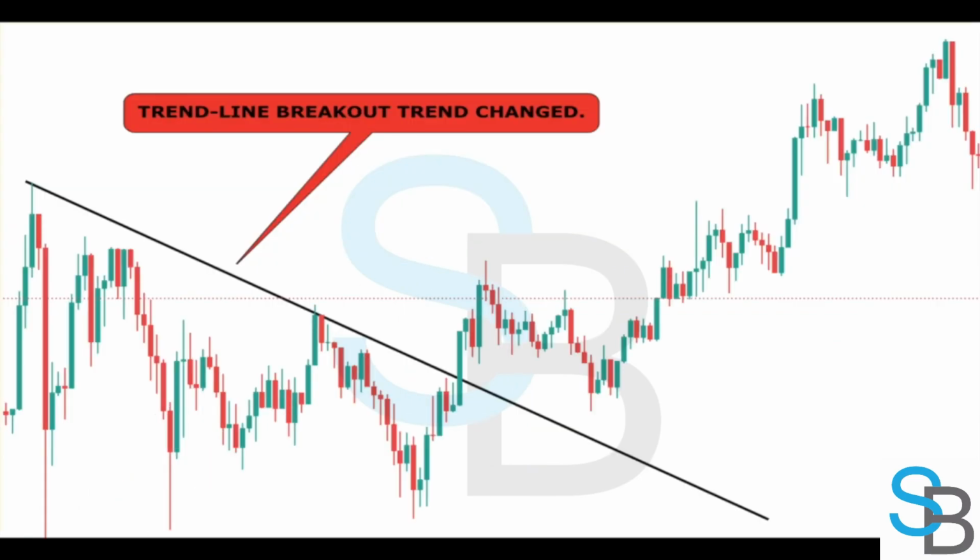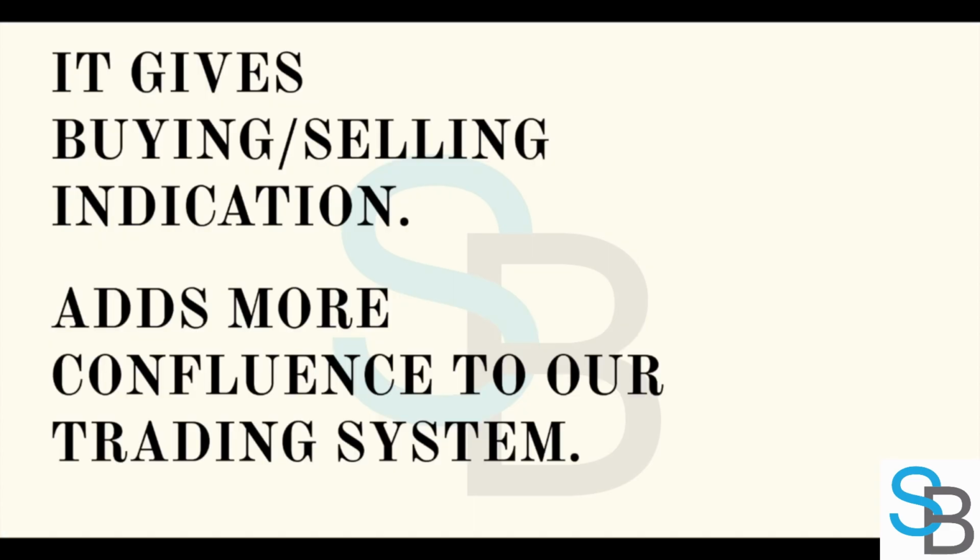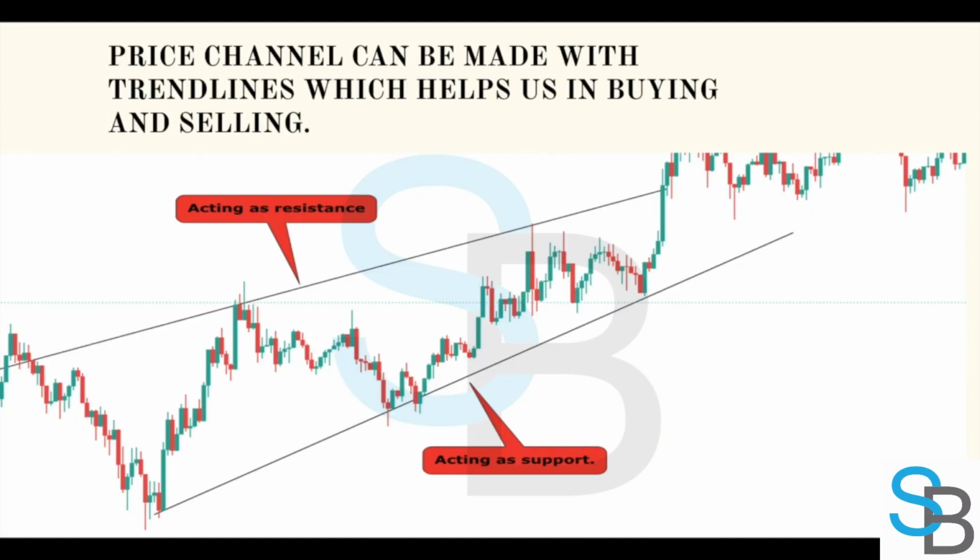Here you can see the market was in a downtrend. The trend line was each time getting tapped and the price retraced. And finally the trend line got broken over here and the trend changed. The breakout happened, the trend changed, and the price rallied all the way up. This is how effective trend lines are. A trend line gives us buying and selling indications and adds more confluence to our trading system. It basically crafts our trading system further.